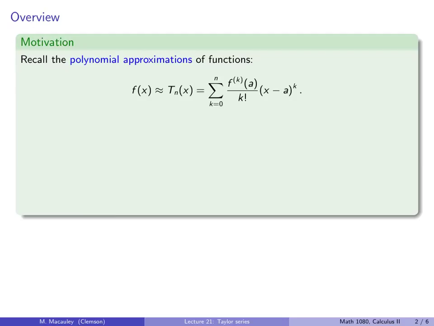So as motivation, recall from the previous lecture that we had a polynomial approximation of functions. Given a function f of x, think of this as like e to the x, we could approximate it using a degree n polynomial, Tn of x. This is of course an extension of the linear approximation that you saw in first semester calculus. The nth order approximation is a polynomial of degree n that approximates the function at a point x, and this is the formula that we had for that.